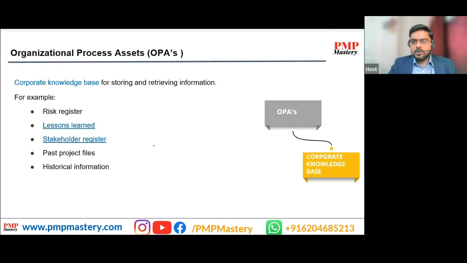The second type of OPA is the corporate knowledge base. So the corporate knowledge base we use for storing and retrieving information. Like you can store here the risk register, lessons learned, stakeholder register, past project files, historical information. You can retrieve. Even a future team can retrieve whatever you are storing here, right? So this corporate knowledge base we use for storing and retrieving the project information.